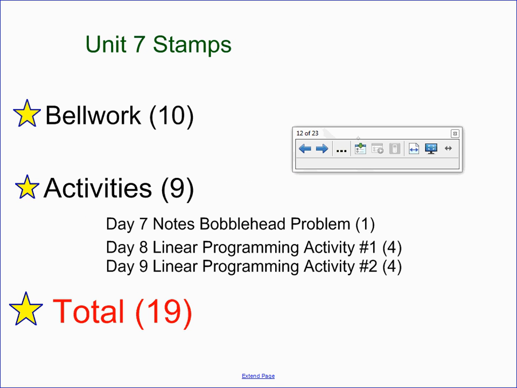But first, we want to make sure that we have your Unit 7 stamp check outline. So we've got our Bellwork days 1 through 10 for a total of 10 possible red marks. We've got 3 different activity stamp places. Our first one was the bobbleheads, the bobbleheads with teachers and coaches. That was for 1 stamp.